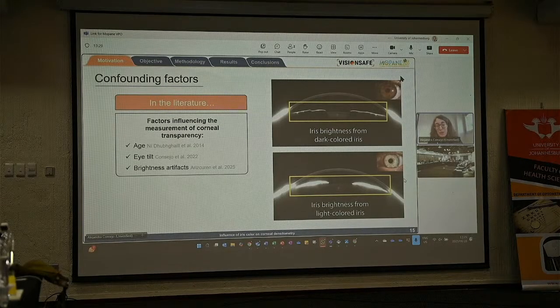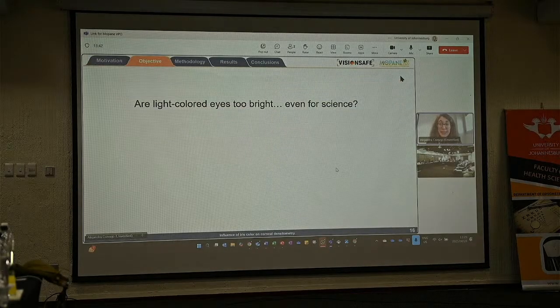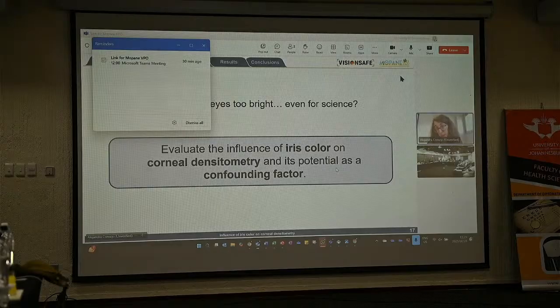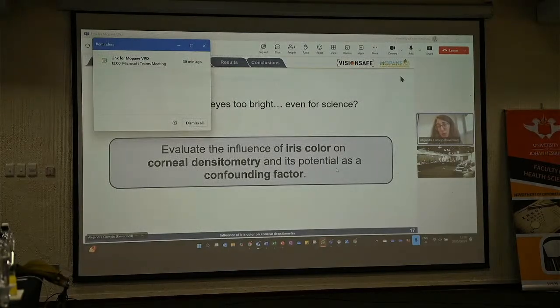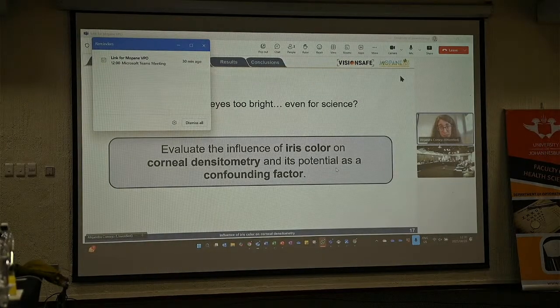Because it was not quantified before what the influence of the color of your eye is on how we perceive corneal transparency. And that's exactly the objective of this piece of work and this presentation: trying to assess to which point the color of your eyes is important when we are considering corneal densitometry, whether it is an important factor that we should be taking into consideration or not.